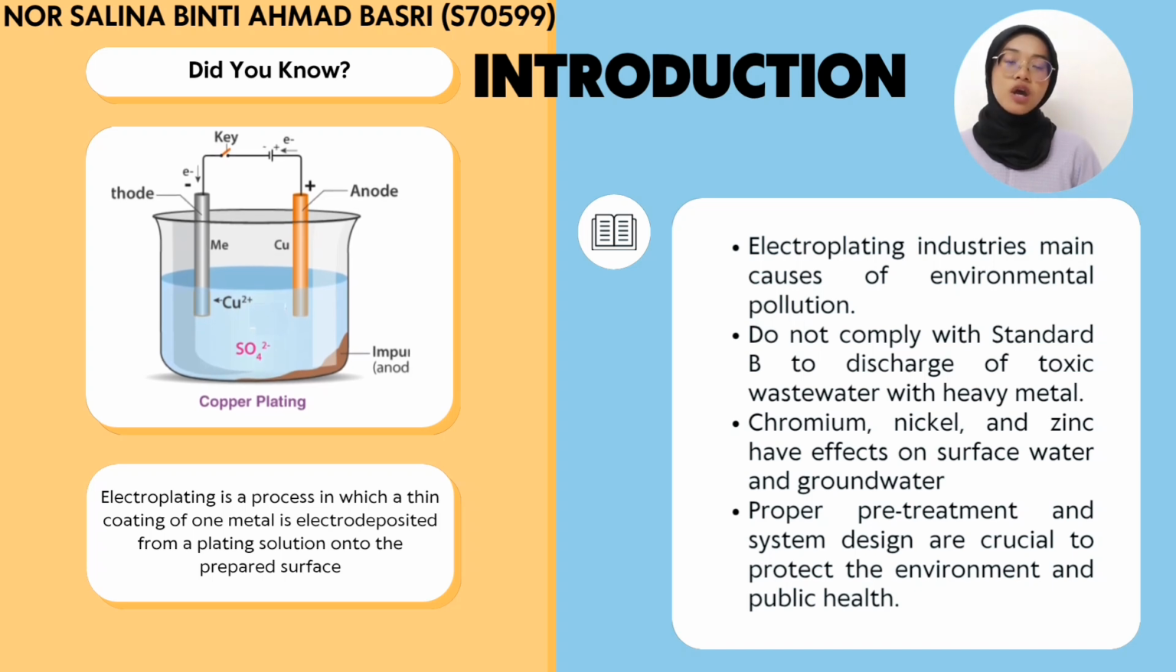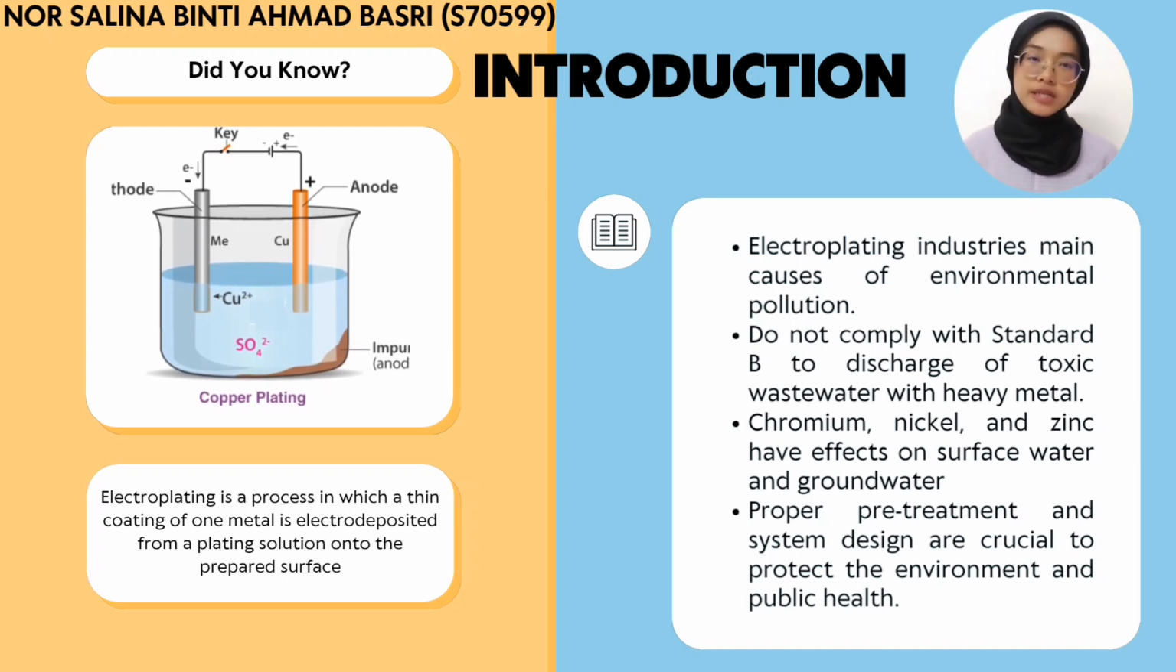Electroplating is a process in which a coating of metal is deposited from plating onto a prepared surface. Electroplating is a main source of environmental pollution. It does not comply with Standard B to discharge toxic wastewater and heavy metals. Heavy metals like zinc, chromium, and nickel affect surface water and groundwater. So pre-treatment and system design are crucial to protect the environment and public health.